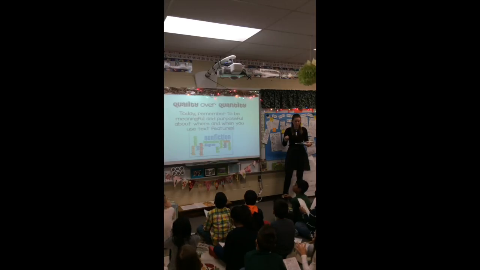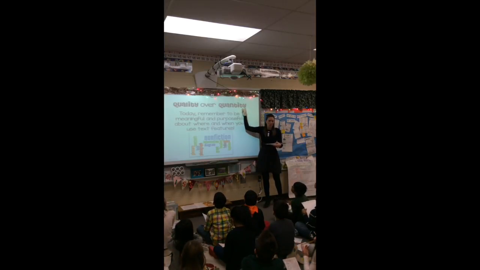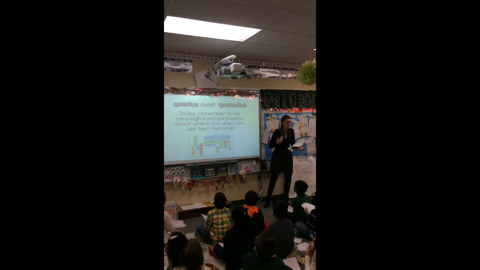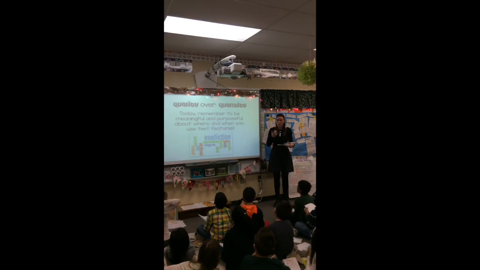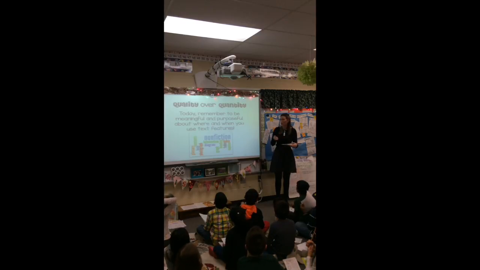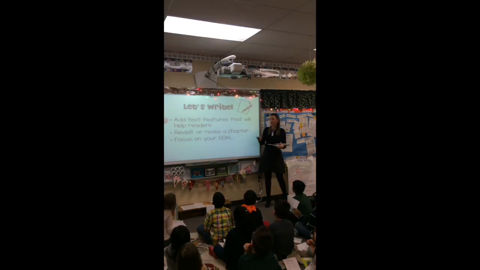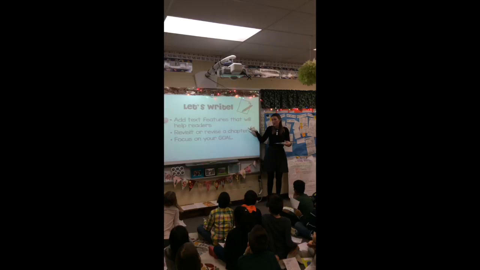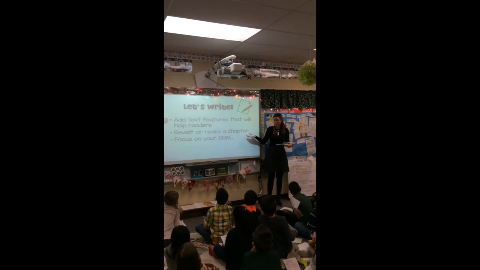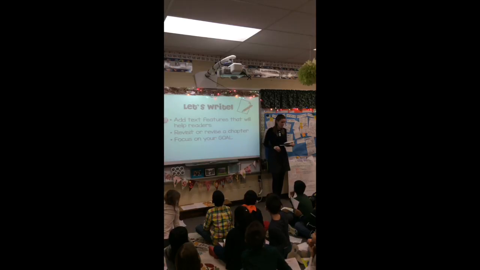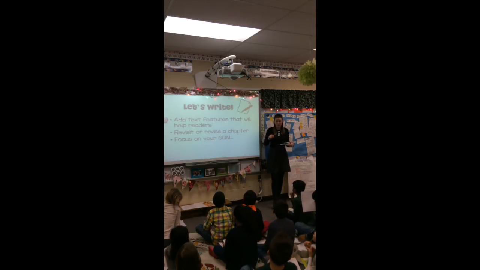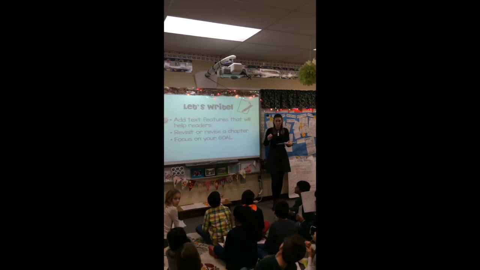So remember today before we go, it's not about quantity. It's not about doing as many text features as you can. It's about making them quality, making them really good so that they're meaningful and they help your reader to really understand your story better. As we go today, keep that in mind. Today you might be working on our learning target where you're adding those text features to help readers. You might be revisiting or revising a chapter while you do that, or you might be focusing on that big goal that we set after looking at those checklists. You decide what's best for you as a writer today. Are we ready to go and try that out? Yes.